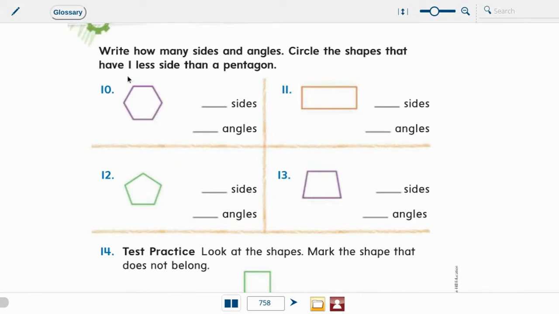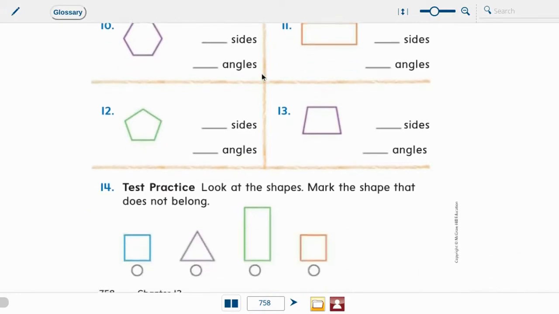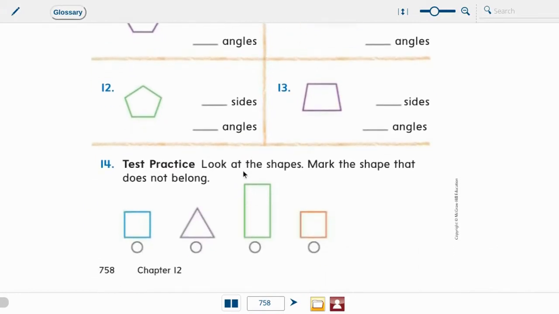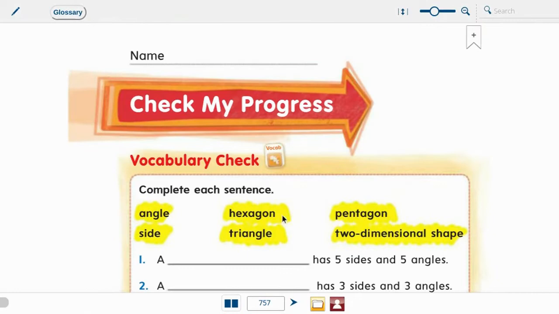All right, so there's two steps to this. So we're going to do these sides and angles. And then for these four problems right here, which one has one less side than a pentagon? So we've got to figure out which one's a pentagon. Then the last one down here, we're going to look at the shapes and mark the shape that does not belong. So I want you to go ahead and pause your video right now, complete both sides of this, and when you are ready, you're going to come back and press play on the video and then follow along with me. So go ahead and pause now and do those problems.